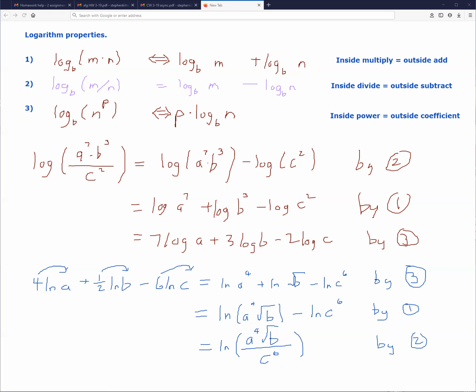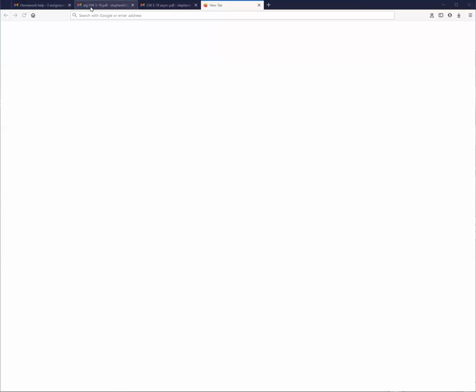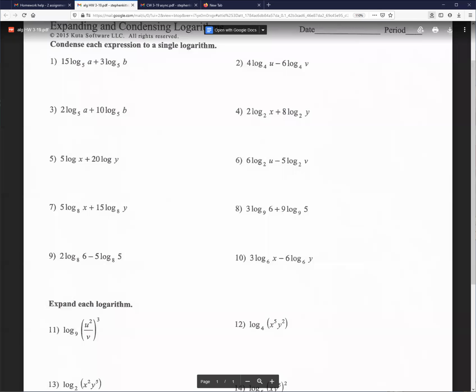So I'm going to clear the screen now, and we're going to pop over to the worksheet. And we're going to see a couple of these in play. So number 1, it says condense each expression as a single logarithm. Well, that was the second example we did. We're going to bring our 15 inside as a power using property number 3. And we're going to do the same thing with the 3. And then we're going to recognize that we have an add on the outside of our logarithms. That's the same thing as if we multiplied the inside stuff.